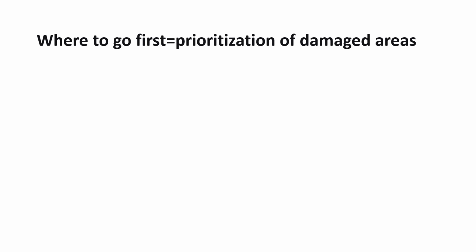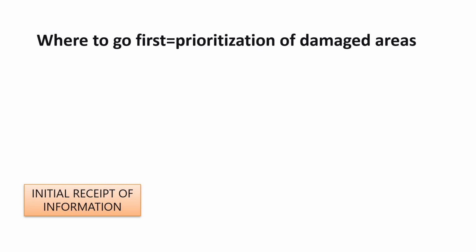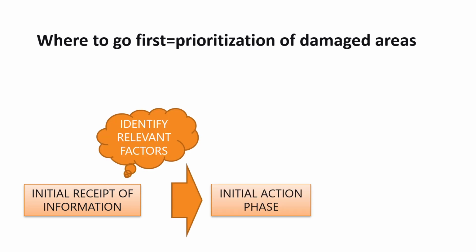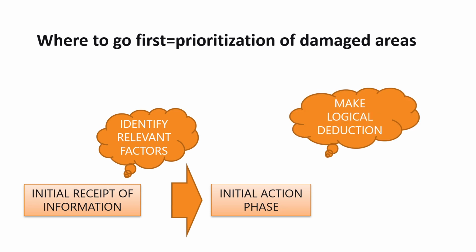Where to go first means prioritization of damaged areas. Information on the incident may come from a number of sources, but the point is to identify relevant factors. During the early times after an event, local authority, first responders, and user teams can start an initial action phase, proceeding to overlaying pre-event activities with the first information available post-event.